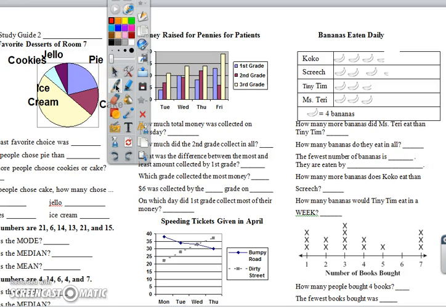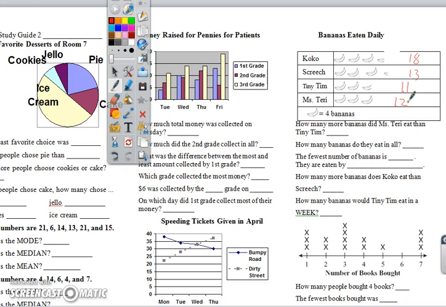Alright, so bananas eaten daily. Each banana is worth 4, so this is really 4, 12, 16, and that one looks like it's cut in the middle, so that would be 18. 4, 12, 4, 8, 12, and that's only a fourth of one, so it would be 1, that would be 13. 4, 8, and that looks like 3/4 of 1 for 11, and this is just 4, 8, 12.